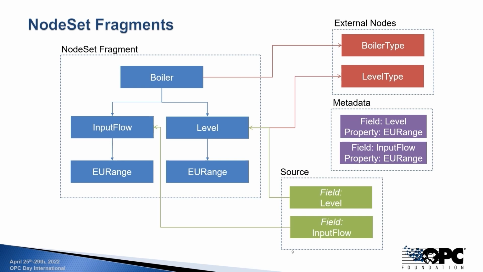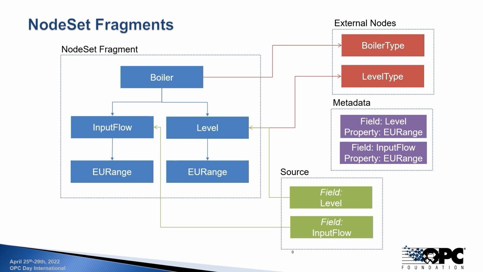So the important thing, though, is the node set fragment leaves out all the types. The types are never included in the fragment, but the node IDs that reference the types are there. So these node IDs will be links that we'll use to go look up that information elsewhere, and I'll talk about how to do that in a bit.